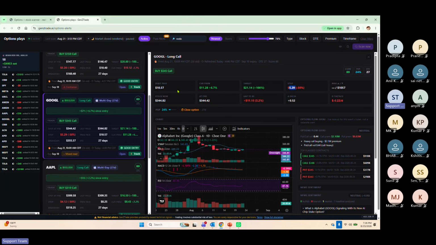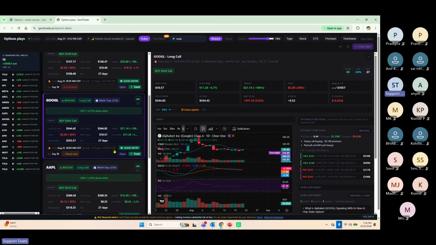If Google goes south, the stop price is $5.29. But again, that is a hard stop. The system checks every minute. The moment the system sees that Google is going south, it will ask you to exit. There is a flag called good entry; this flag will change immediately, and it will tell you to exit or stop. But even otherwise, okay, Madhur, please go ahead. What is your question?